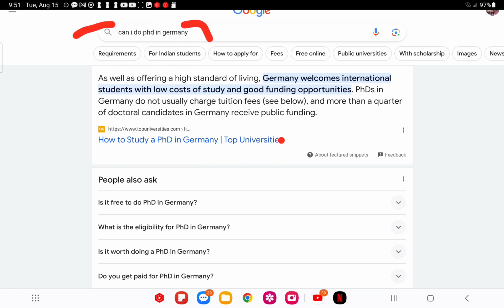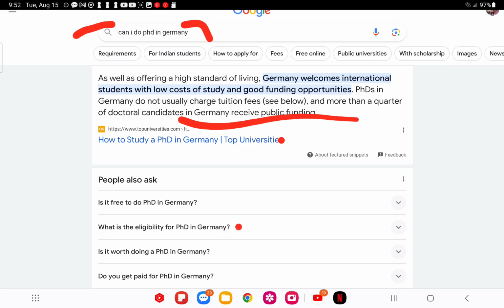Under study in Germany universities, it says, as well as offering a high standard of living, Germany welcomes international students with low cost of study and good funding opportunities. PhDs in Germany do not usually charge tuition fees, and more than a quarter of doctoral candidates in Germany receive public funding. So apparently they get it, they hand it off to them. They don't work for it. They get it, they don't have to pay.